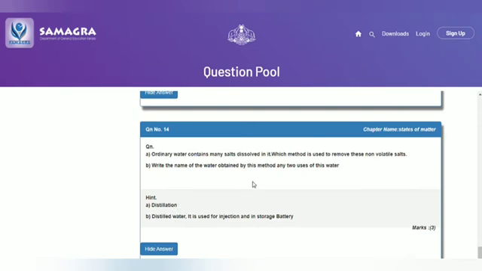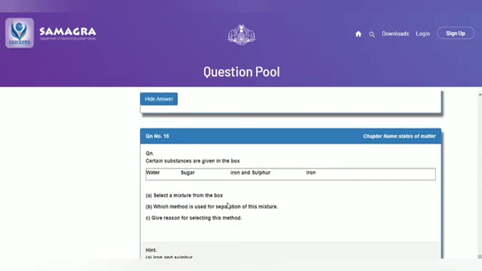Write the name of the water obtained by this method. Any two uses of this water. Distilled water. It is used for injection and in storage batteries. So ordinary water contains many salts dissolved in it. Which method is used? Distillation is used to remove these non-volatile salts, and the water is used for injection and the storage battery.